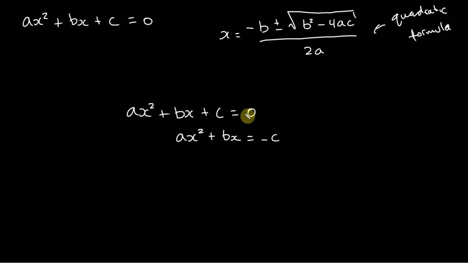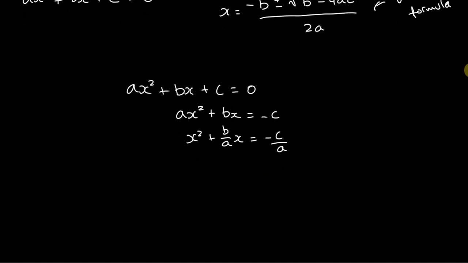And now what one is going to want to do is divide by a across this whole thing, right? And the reason for that is you want to have the coefficient of the x squared term as 1. So we're going to divide by a across. That's of course going to leave us with x squared plus b over a x equals minus c over a. Now this is the cool part. I mean, in my opinion, I think it's quite cool.